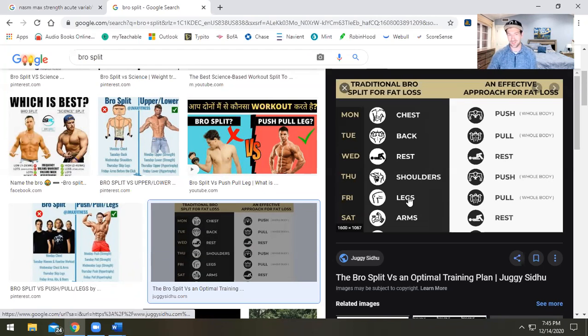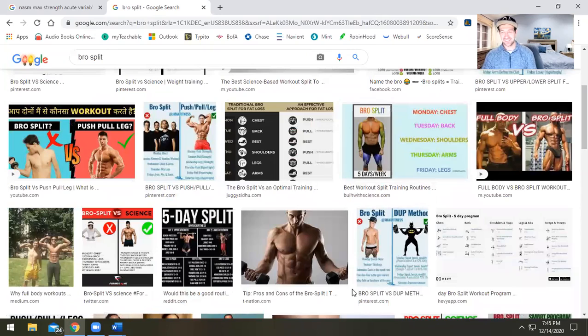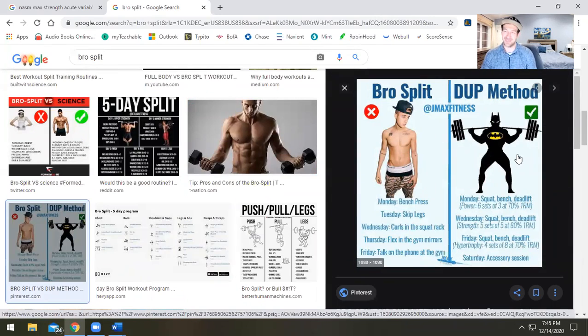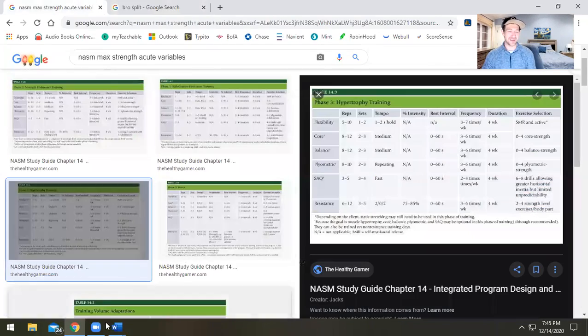Don't do arms max strength. Oh, I love this. Look at this. There's the bro split. This is a big guy with no legs. All right. Sorry. Justin Bieber versus Batman. Okay, I'm done. I love the internet sometimes so much.